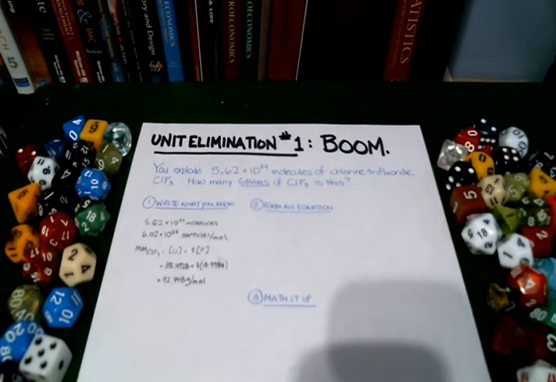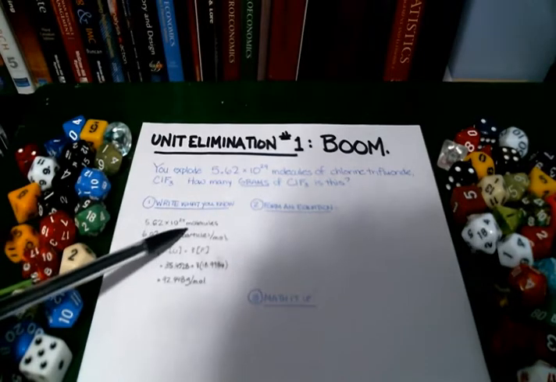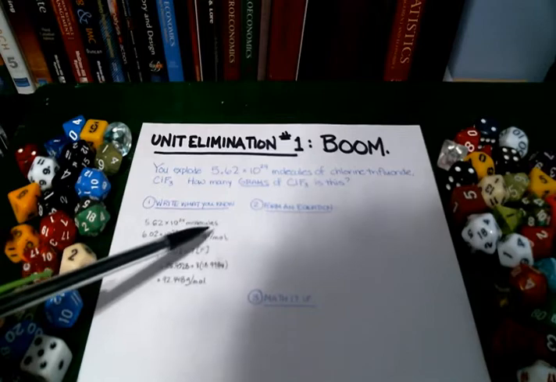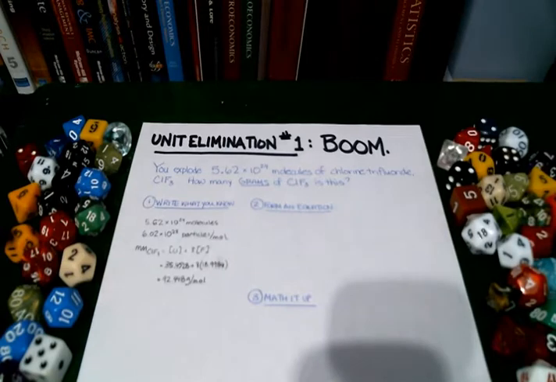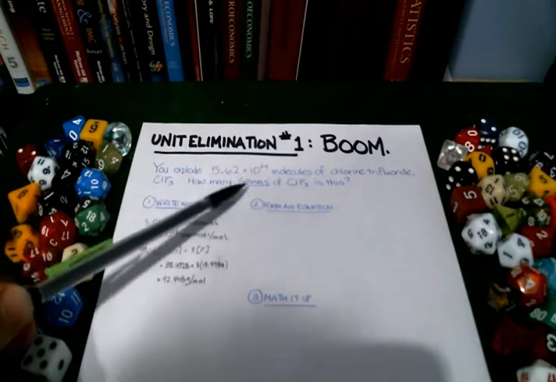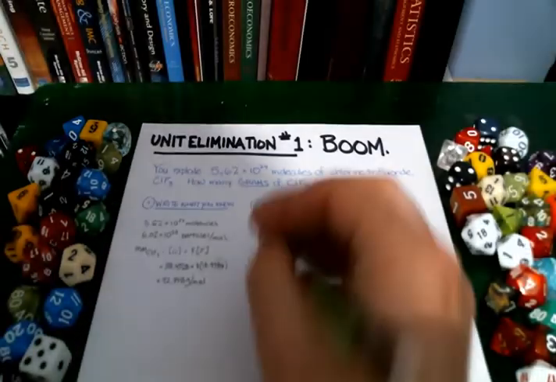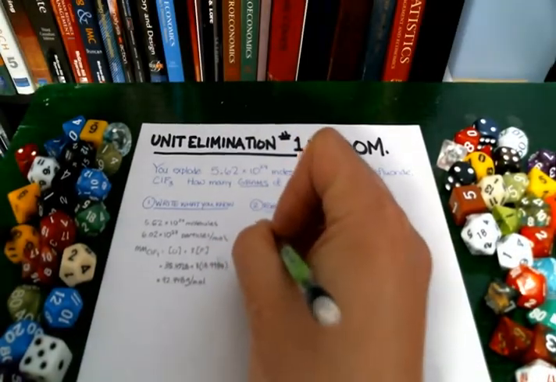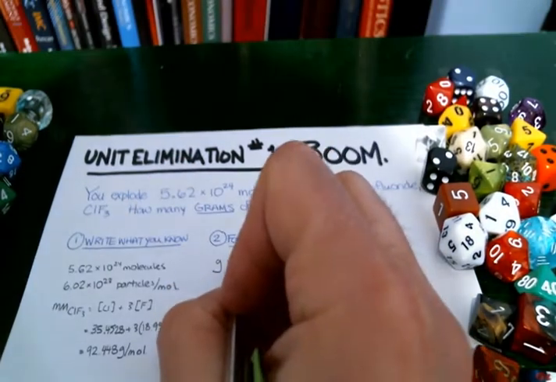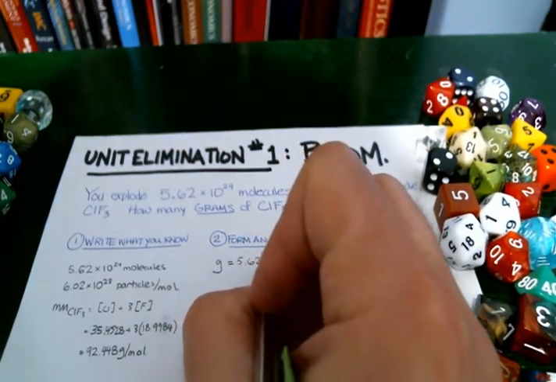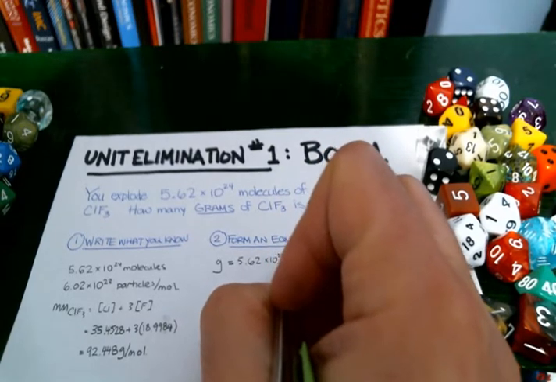Now that I have all the information that I can possibly get from this question, it's time to form an equation. And hopefully I can get from my single unit value, which is molecules here. As you can see, that's the only value I have in my list where the unit comprises a single unit, which is just molecules, to eventually grams, which is what I'm trying to find. And as you guys know, the first step to these questions is to write down the unit that you're trying to calculate. So let's start with grams equals, and I'm always going to start with the single unit I have here, which is molecules. So I'm going to write down 5.62 times 10 to the 24 molecules.